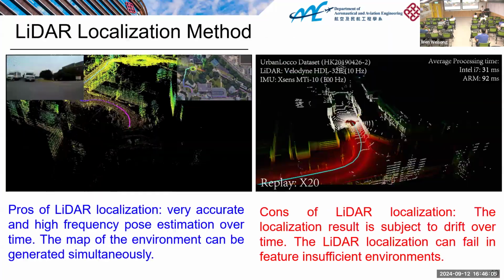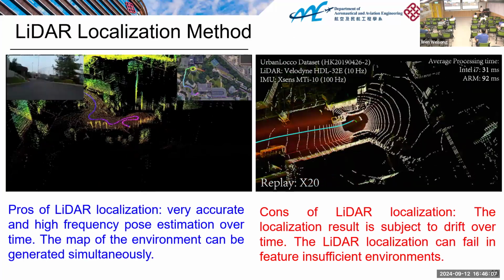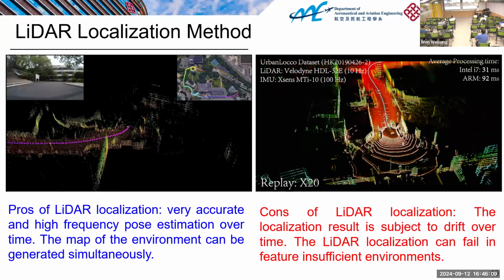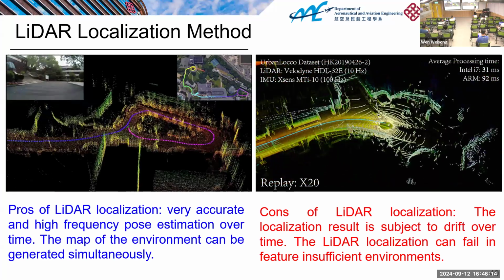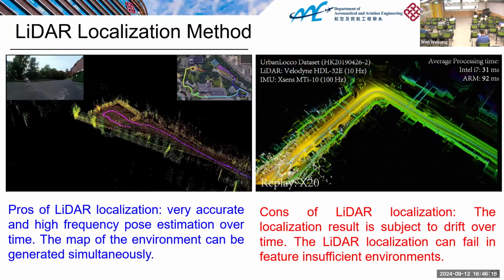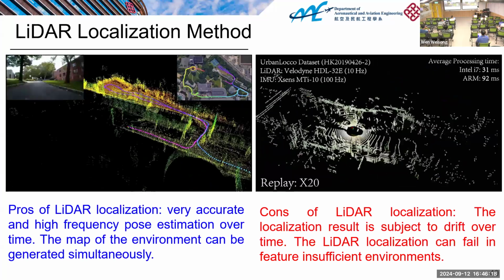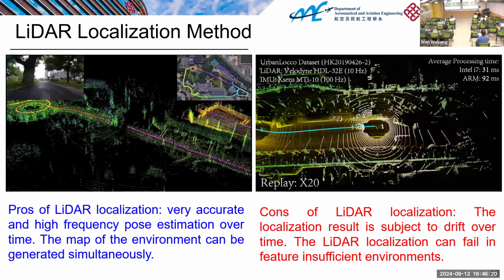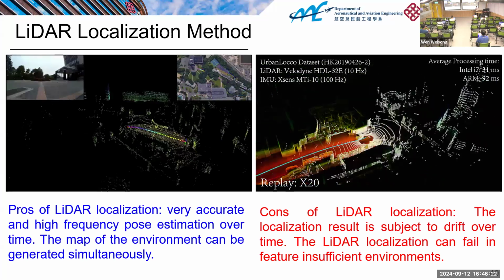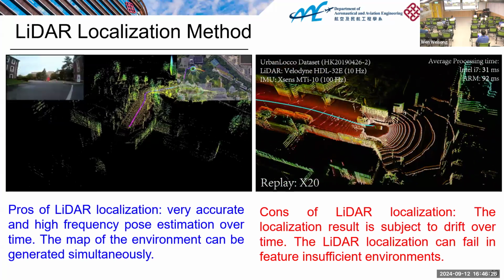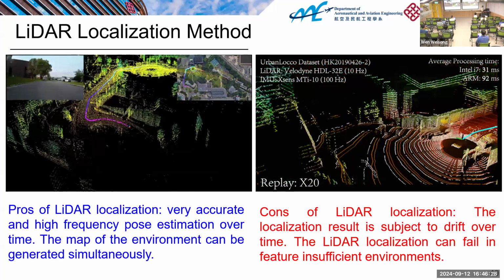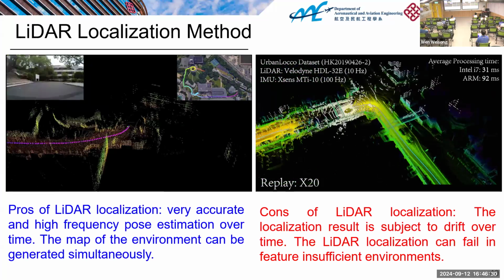So the LiDAR is quite stable compared with the camera. But in the future we are talking about the camera. The problem is that LiDAR is expensive, and also, for example, if the environment has a lot of dynamic objects, it is also going to affect the performance of the LiDAR downstream. So this is generally the pros and cons of LiDAR.